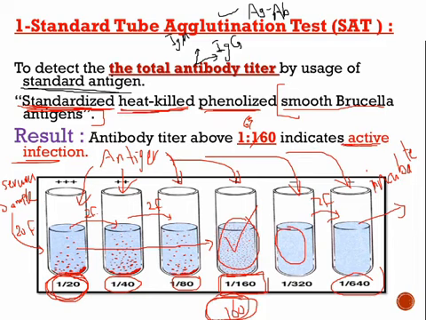So what does it mean, active infection? Well, active infection can mean acute or chronic, and I can't tell which. Why can't I tell? Because basically the antigen binds to both IgM, which is characteristic of the acute phase, and also binds to the IgG, which is characteristic of the chronic phase.